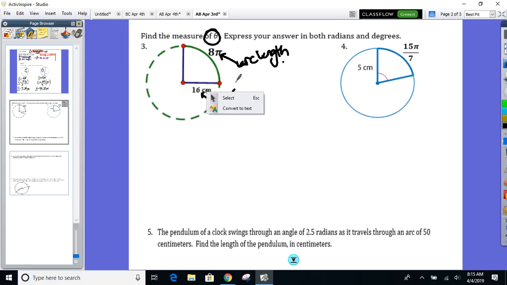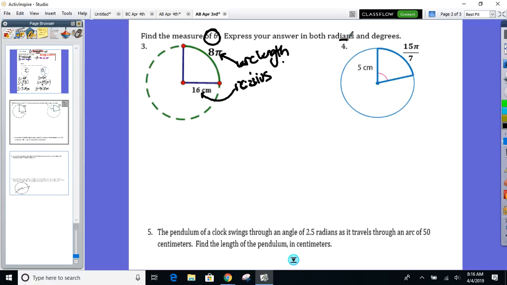And 16 is my radius. Guys, I could use either formula right now. I could use the measure of the arc over 360 times pi d, or I could use S equals theta r, because my answer has to be in both radians and degrees. But if you take a look over to the left of the Promethean board, I have both formulas written up there for you already. Which one is probably easier to use?